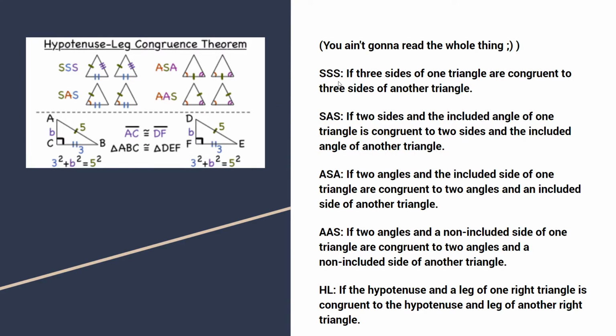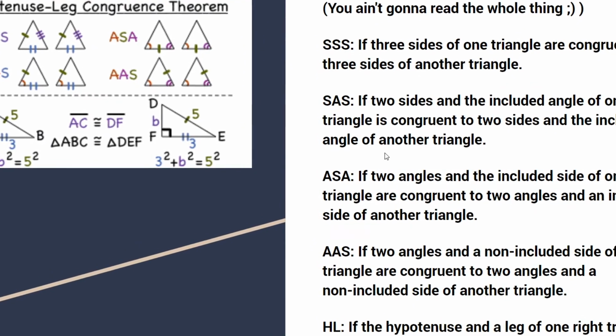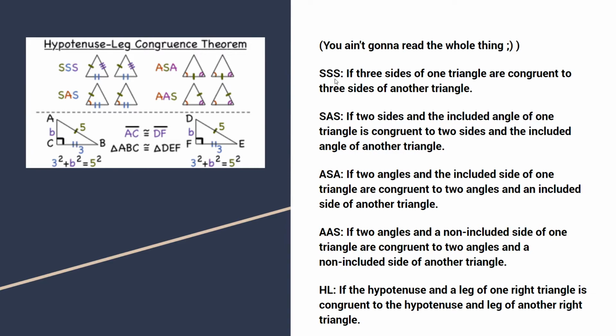This goes in depth on how to define congruence. SSS: three sides of a triangle are congruent. Side, side, side. They always have to be touching, like a line. It can't skip over one.